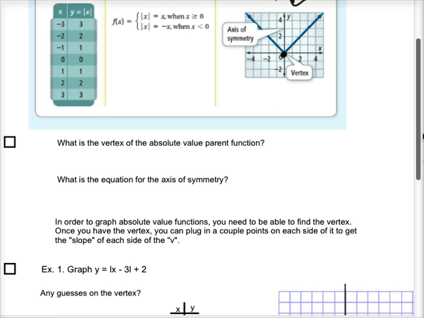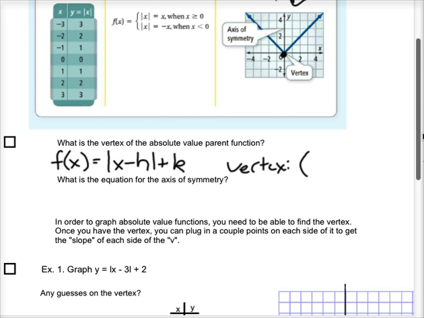So what I'm going to do is express the parent function with a transformation. If we take an absolute value, and let's say we end up moving it horizontally, and we end up moving it vertically. So let's say that is our function. We have a vertical shift and a horizontal shift. Our vertex is going to be shifted as well.